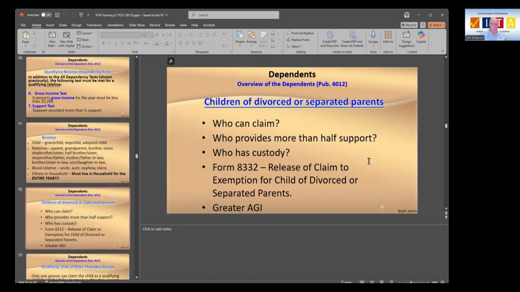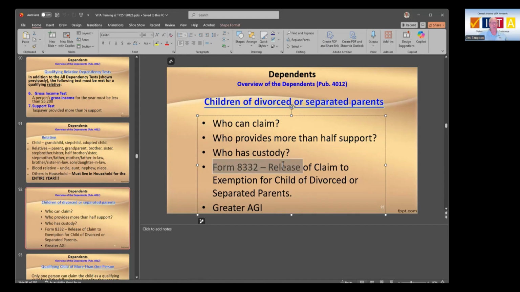So children of divorced or separated parents, who can claim them? You've got to figure out who provides more than half the support, but this is the real important one. Folks will come in and say, well, I've got a divorce decree that says I get to claim them, right? Judge said I get them. Well, but then you quiz them and you find out that the kids lived with mom more than half the year. Well, they can't claim them unless mom signs this release.